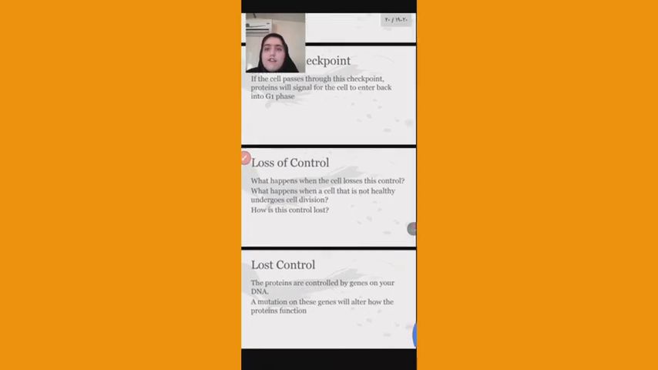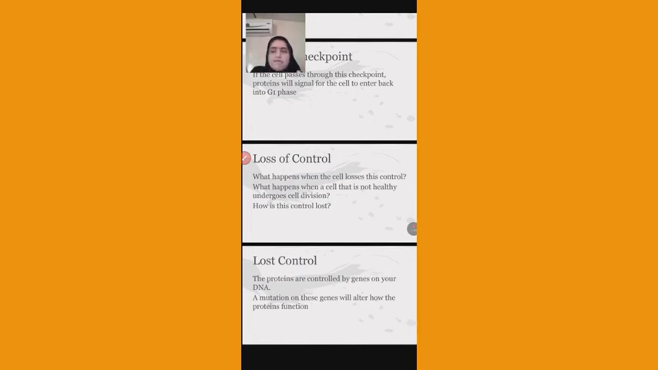Loss of control, so it's very, very bad. What happens when the cell loses control, and what happens when a cell that is not healthy undergoes cell division, and how is this control lost? As you know, protein is very, very important for the body, and proteins are controlled by genes on your DNA. A mutation, as you know, is very harmful for the body, and a mutation in these genes will alter how the proteins function.